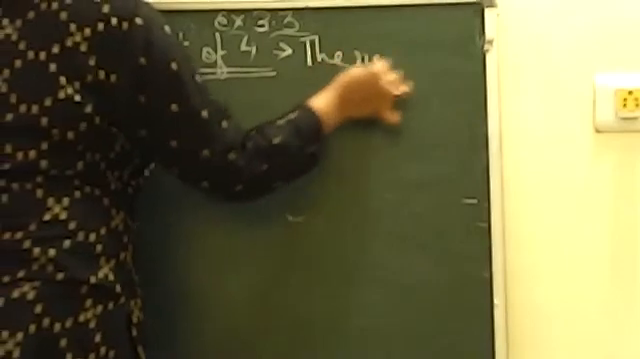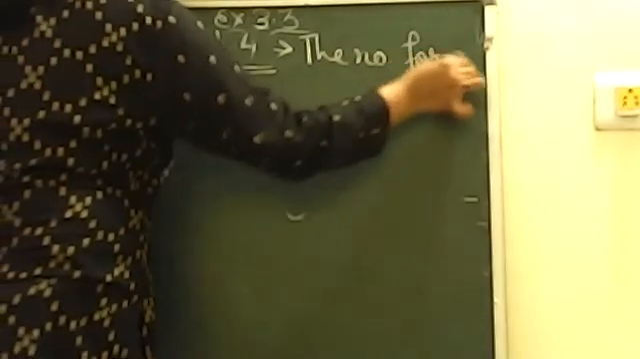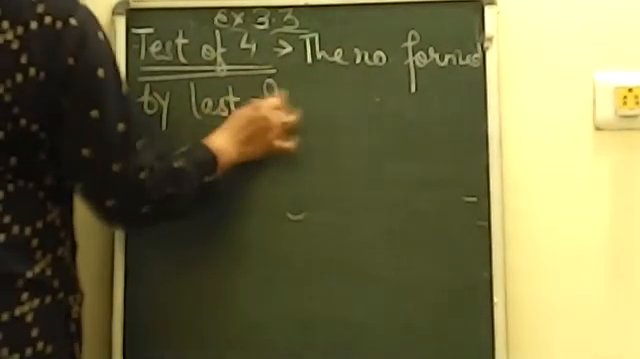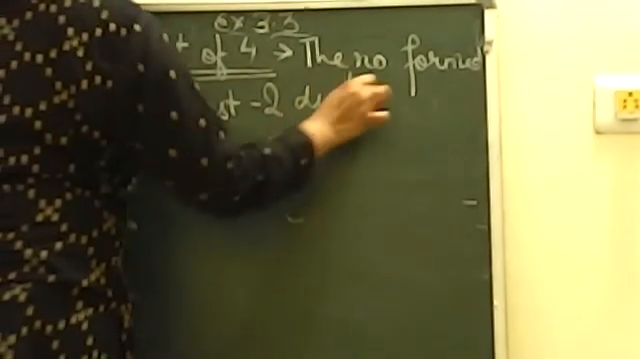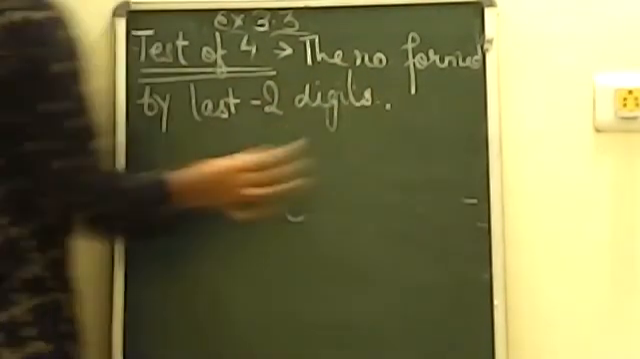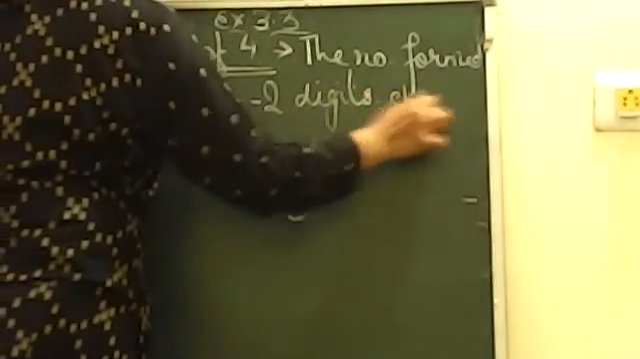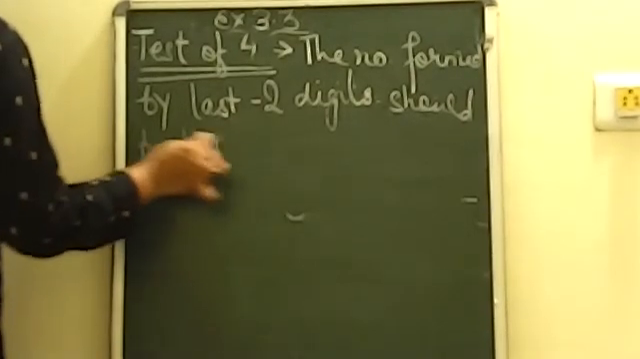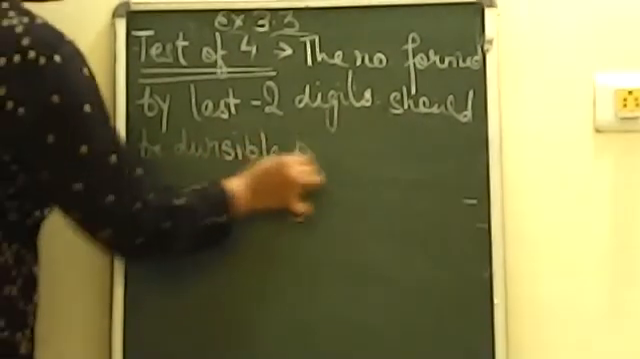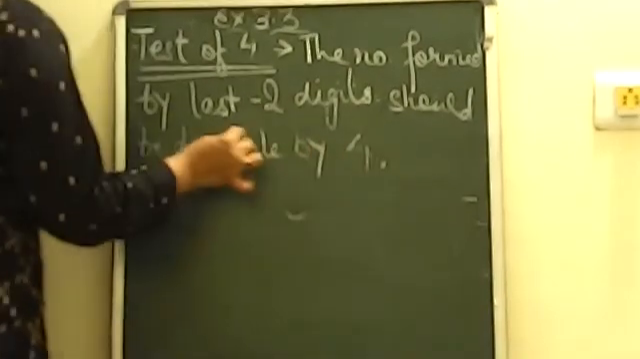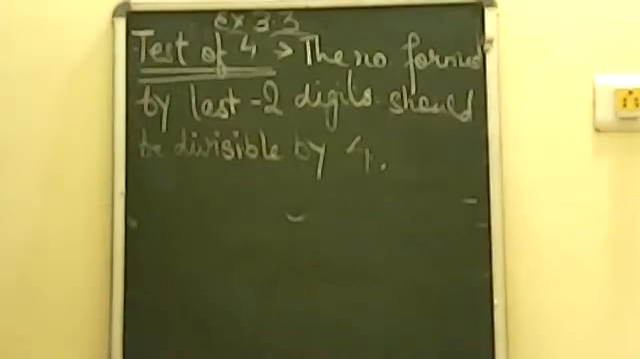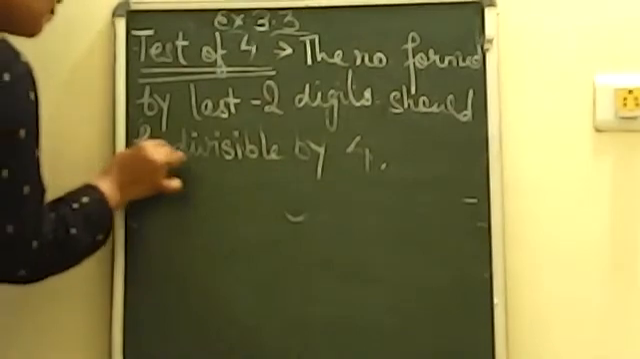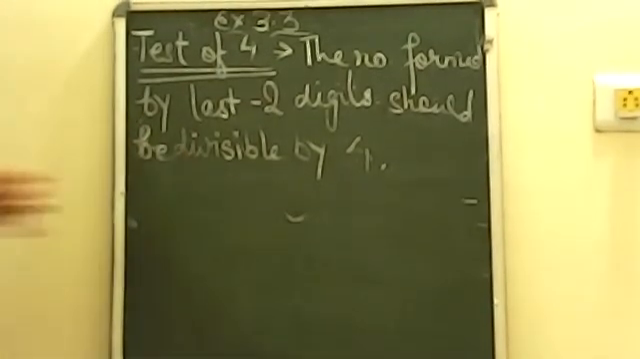The number formed by the last 2 digits should be divisible by 4. This is the divisibility rule of 4. Okay, I'm writing the example over here.